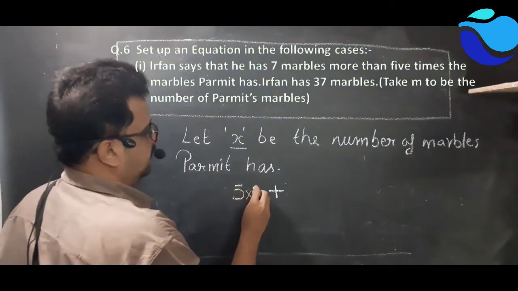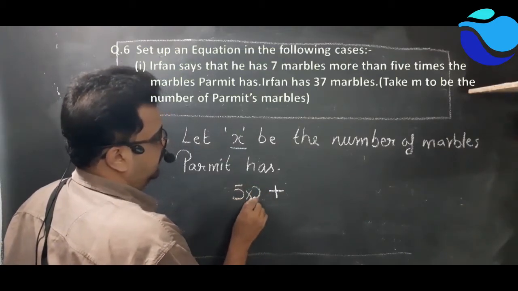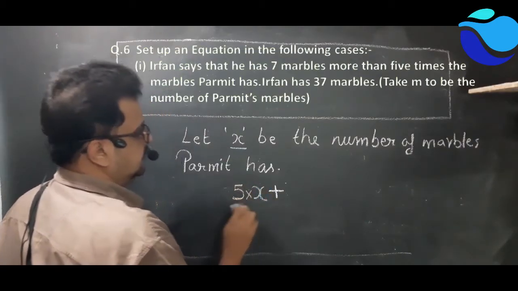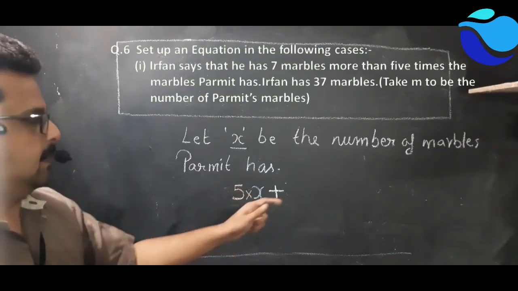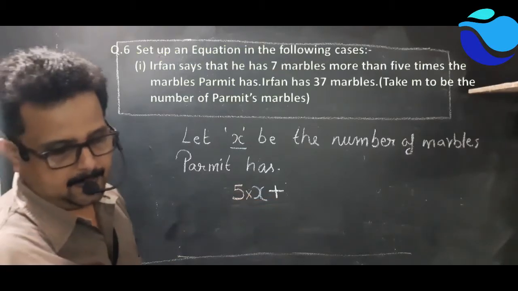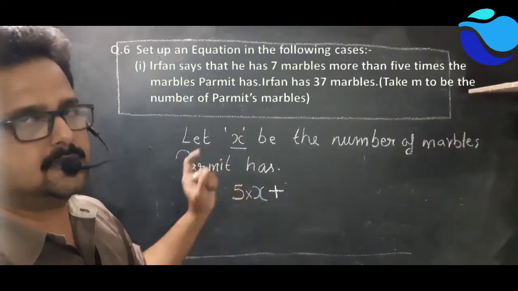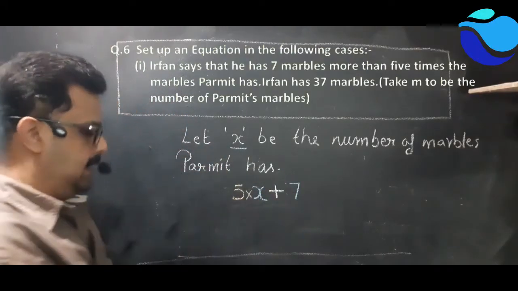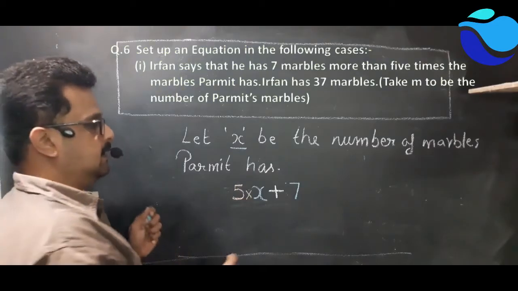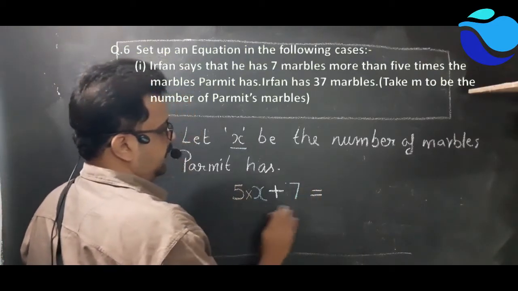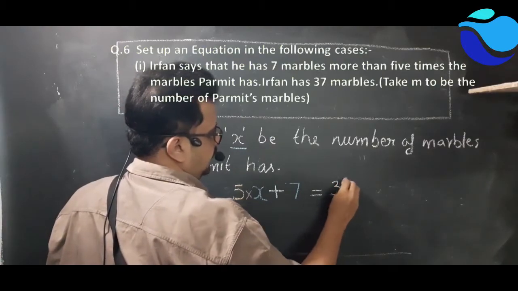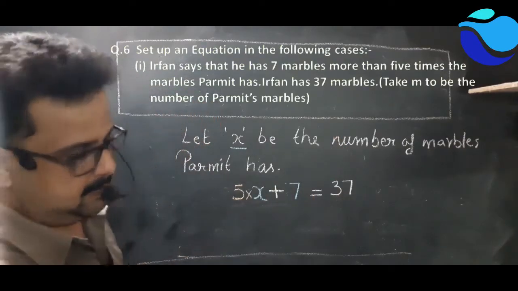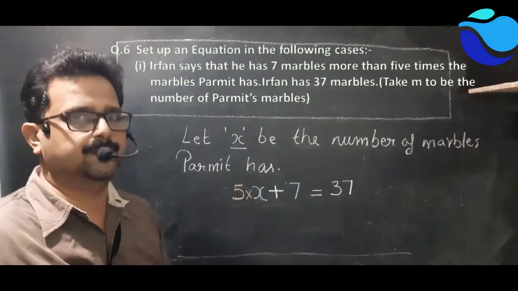So we will write 5 times the number of marbles Parmit has this way, 5 into x, plus how many more than? 7 more than 5 times. So we will write 5x plus 7. And we know the number of marbles Irfan has. And this value is given to be 37. Okay, this is our equation.